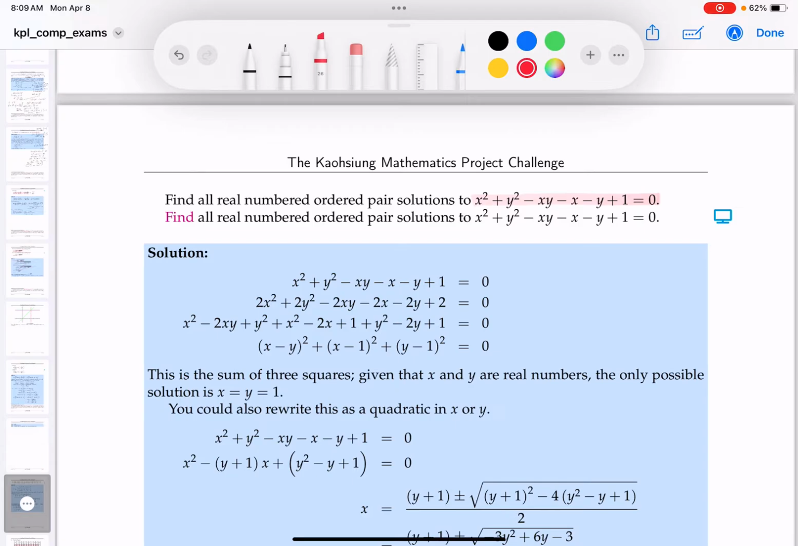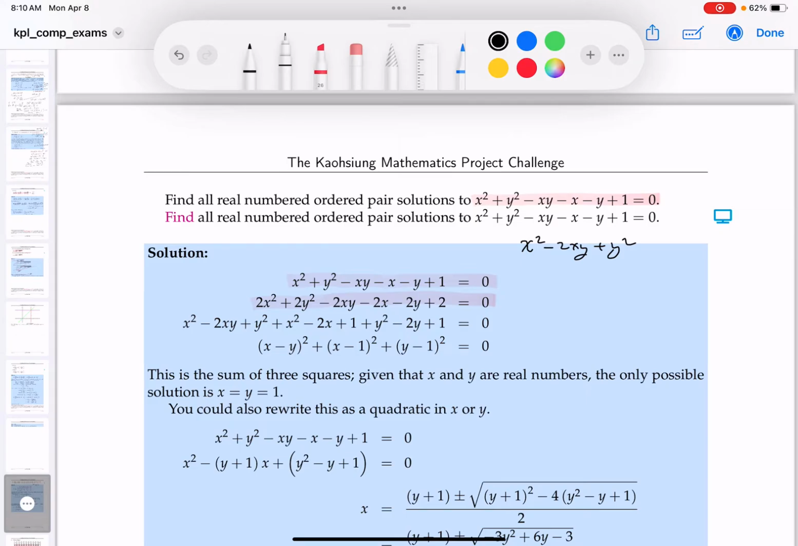One is to realize that there might be some factorizations in the problem. And one way to do that is to multiply both sides by 2. So if you do that, you're going to get 2x squared plus 2y squared minus 2xy minus 2x minus 2y plus 2. And then what you start to realize is that that could be written as x squared minus 2xy plus y squared, all right?